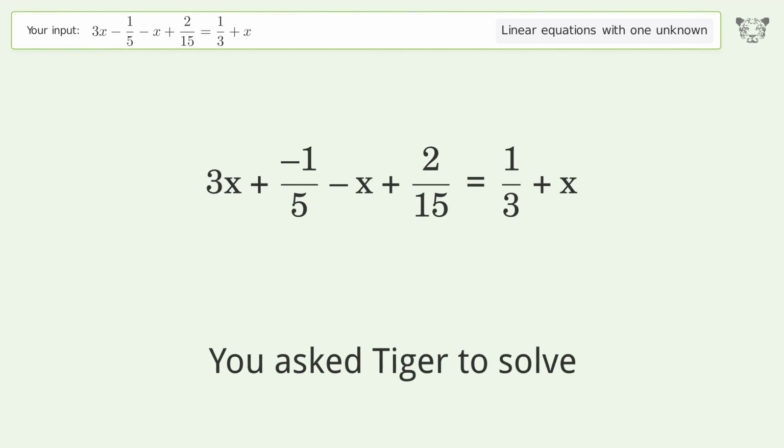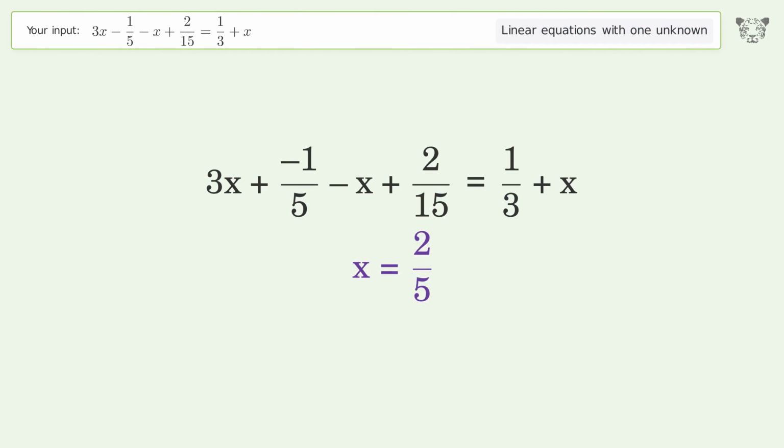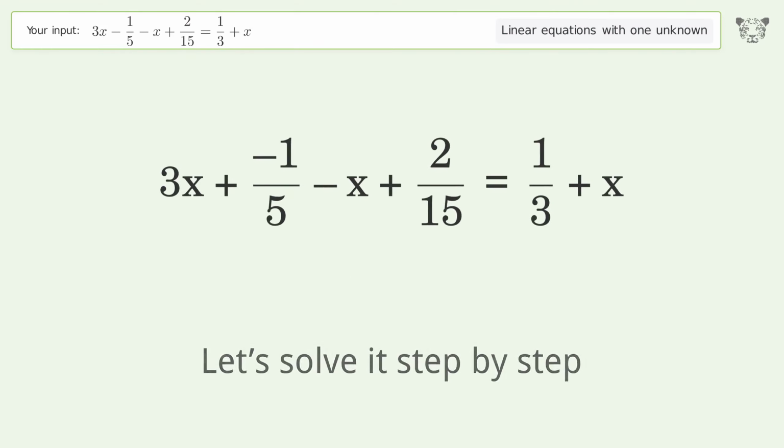You ask Tiger to solve this. This deals with linear equations with one unknown. The final result is x equals 2 over 5. Let's solve it step by step.